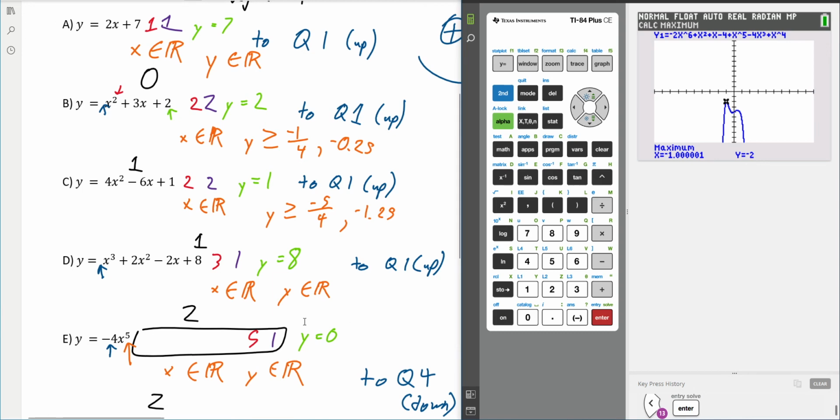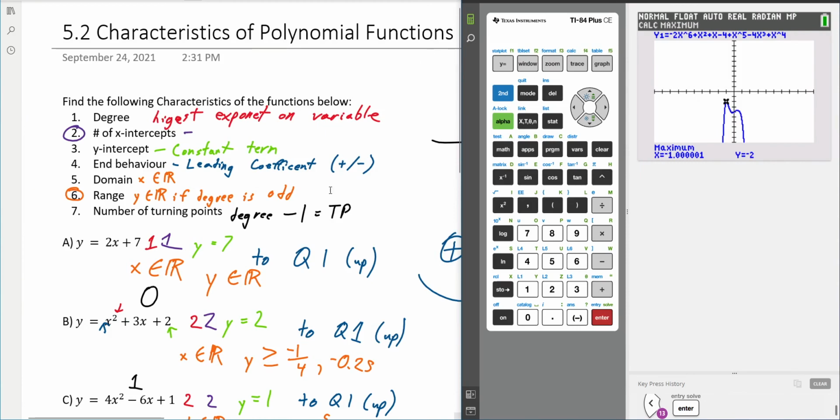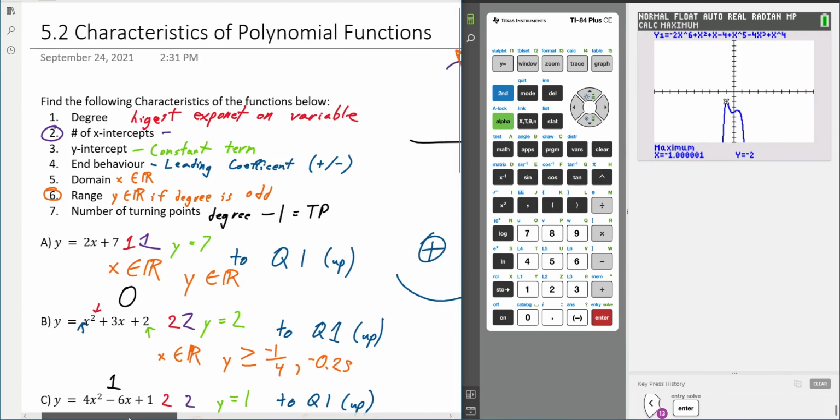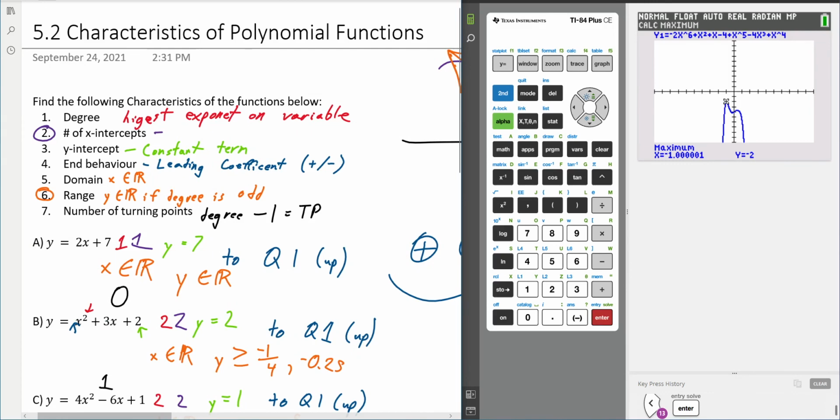All right, I hope this video helps you understand characteristics of polynomial functions and a little bit of graphing as well on top of that.